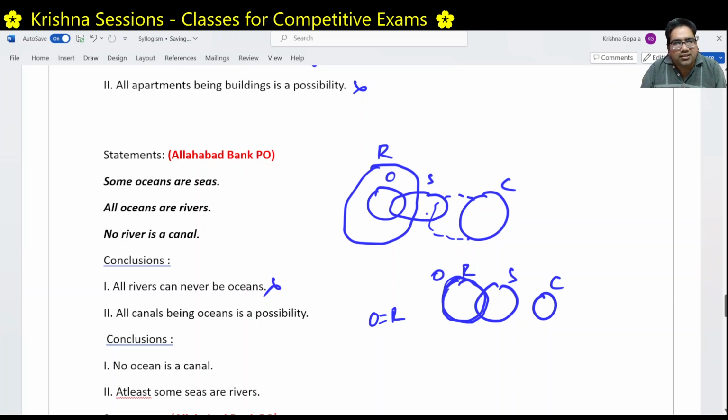All canals being oceans is a possibility. Right. So canals and rivers will not intersect, right? He's saying there can be some intersection between canal and ocean, but there is no way because canal can intersect with sea, right? Canal cannot intersect with river, right? If canal cannot intersect with river, there is no way canal can have an intersection with oceans, right? O is always a subset of r. O can be equal to r also. Here in this case also canal can come here, can take some part of sea, but it can never take a part of river. That means it can never take a part of ocean.